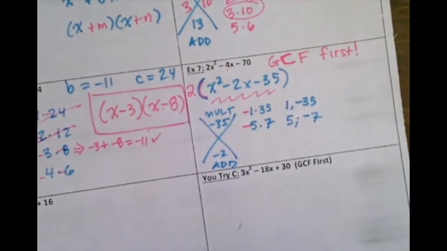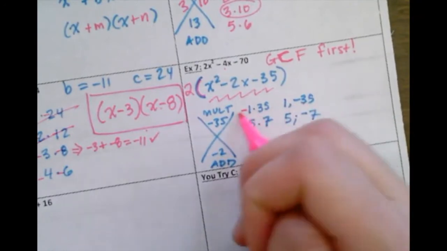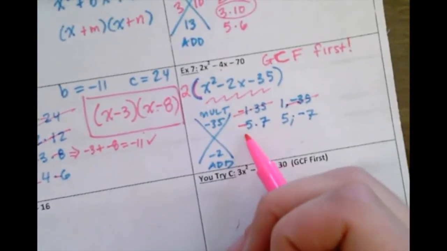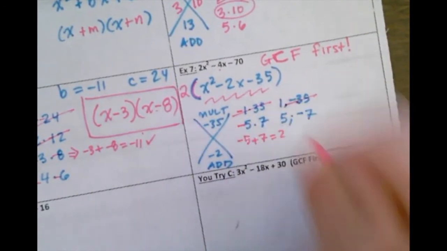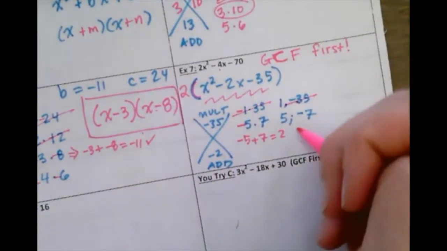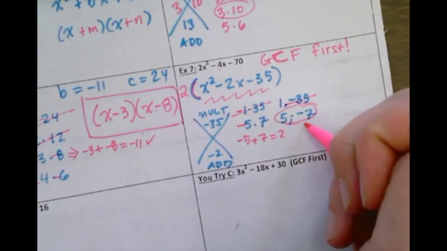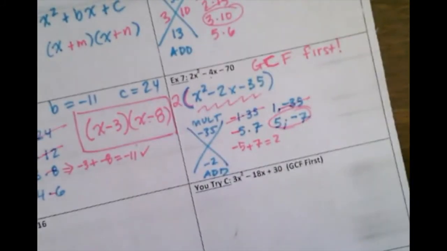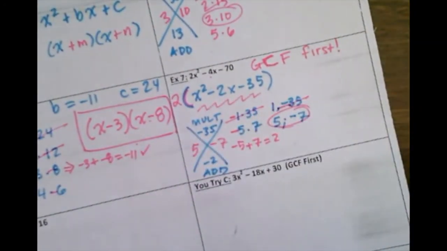So then I'm going through and I'm wondering which of these pairs will add to be negative 2. Well, not the ones with 35 and 1. This is going to be positive 34. This is going to be negative 34. Negative 5 plus 7, that's 2. But I want it to be negative 2. So I'm hoping that probably means that this is going to be my right answer. Because if I do negative 7 plus 5, that is negative 2. So now I know 5 and negative 7 are the two numbers that will work.